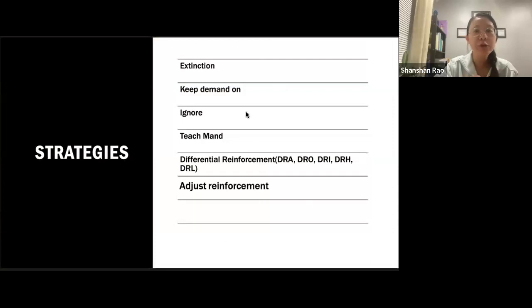So there are a few things that you can keep in mind. These are some terms or interventions that you can use. The first one is extinction. We talked about it in our last workshop. The second one is to keep demands on and plan to ignore. We purposely ignore that behavior. Then there's teaching mand, that's teaching the student to make requests. Differential reinforcement, we have DRA, DRO, DRI, DRH, DRL. I will explain them later. It's a lot, but trust me, it's not that hard. And also adjust reinforcement, right?